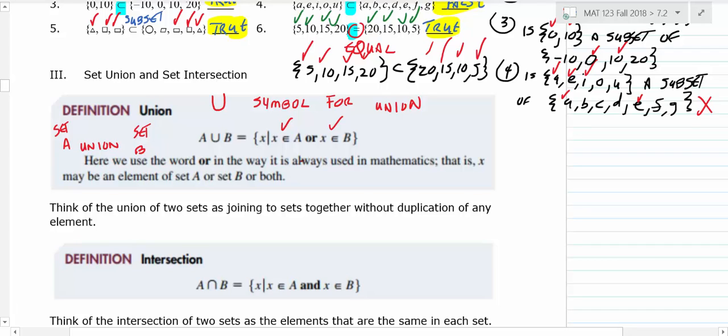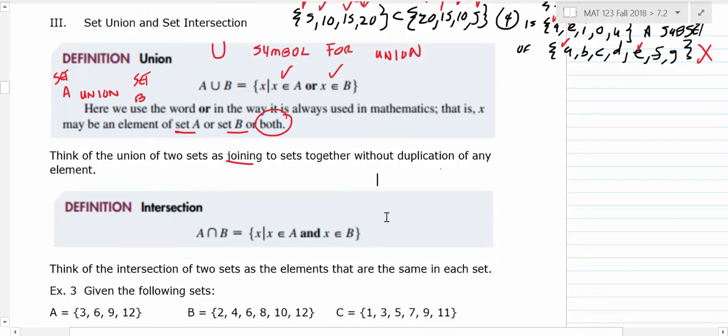So here we use the word or in the way it is always used in mathematics: X may be an element of set A, set B, or both. That's what that means. Now you can think of the union as just joining the sets together, but don't duplicate. What I mean by duplicate is don't write something out twice. When we start doing unions, if it's in both sets, you just write it one time. So don't duplicate it, okay? And if you don't understand that, we'll get to that in just a minute.